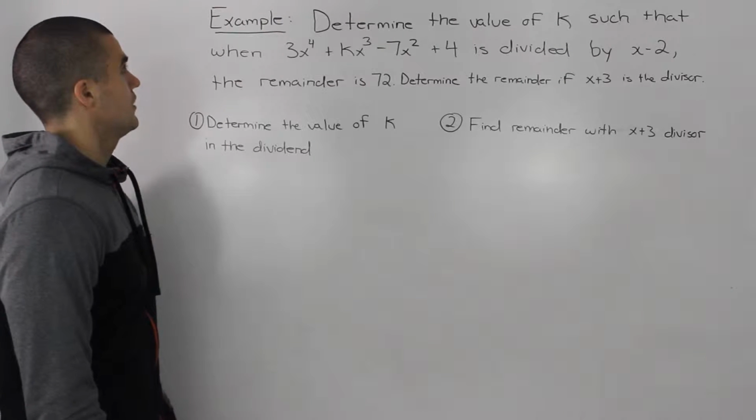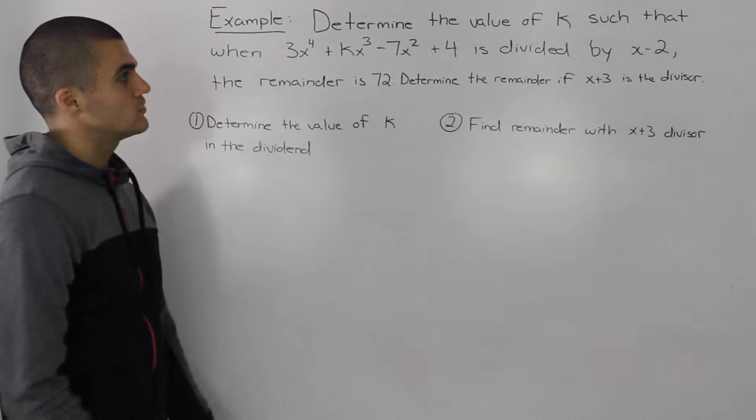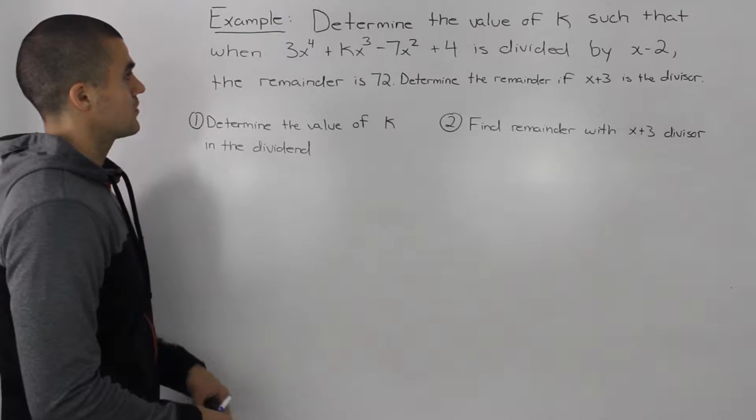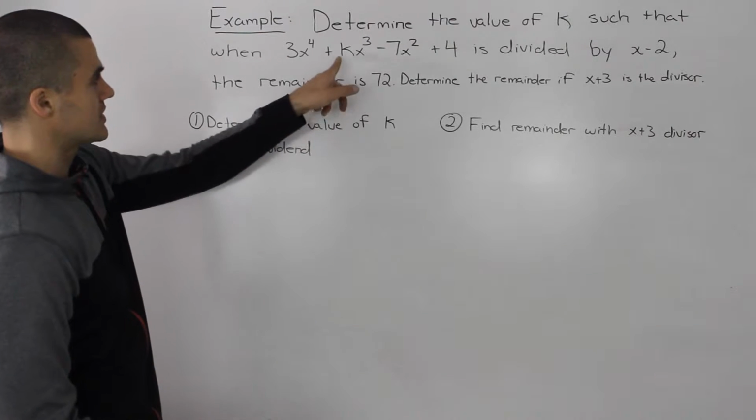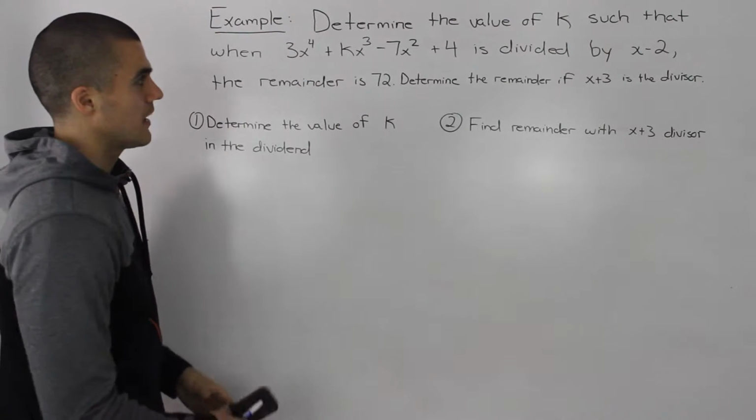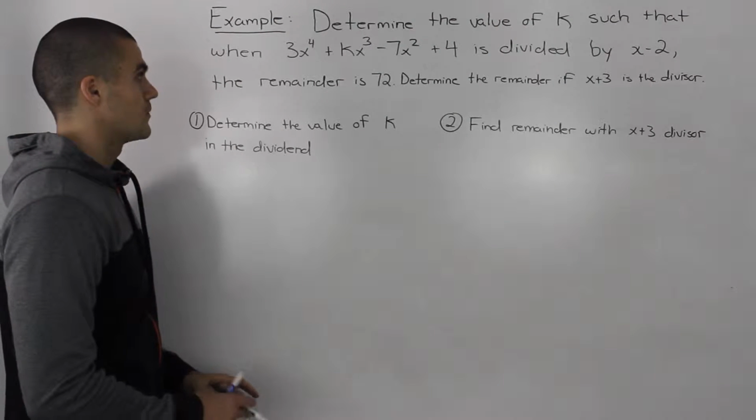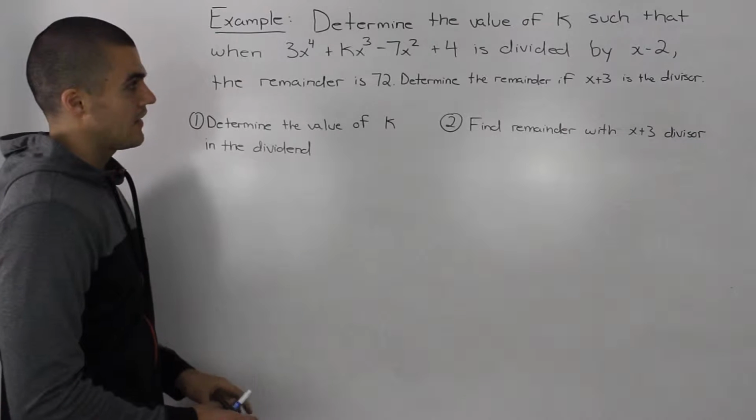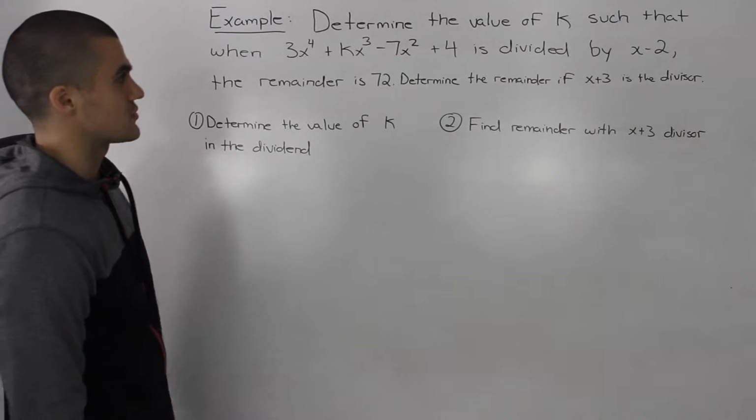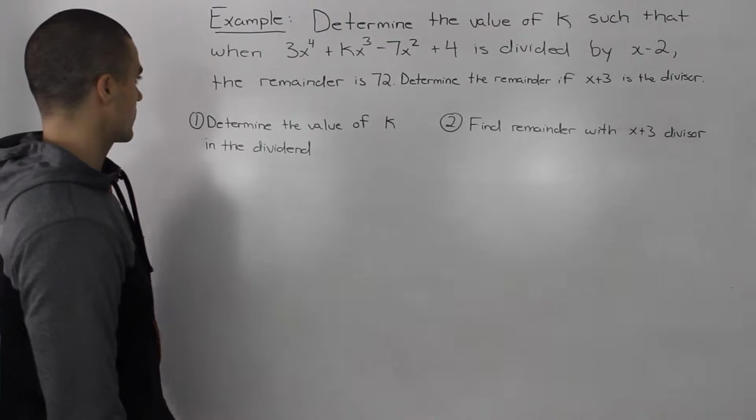So let's do an example here. Determine the value of k such that when 3x to the power of 4 plus kx to the 3 minus 7x squared plus 4 is divided by x minus 2, the remainder is 72. And then determine the remainder if x plus 3 is the divisor.